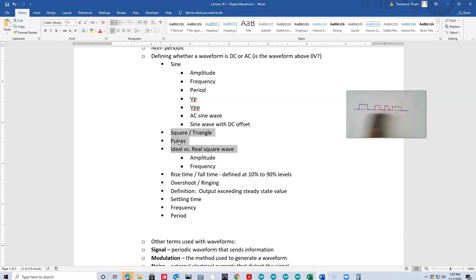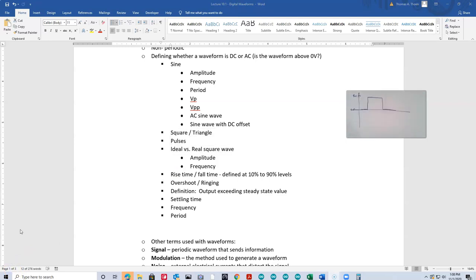Triangle waves are also used in digital control systems, and they can be AC, where they're going negative or positive, or they can be DC, where they're completely above the 0 volt point. But the terms period and frequency are the same as a sine wave, if we're looking at 1 period, for example, of a triangle wave.